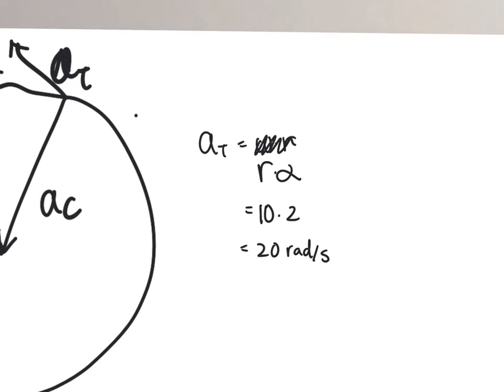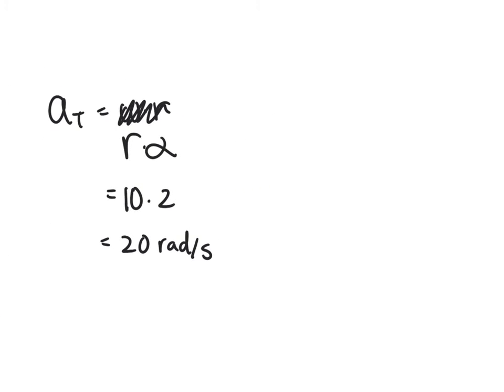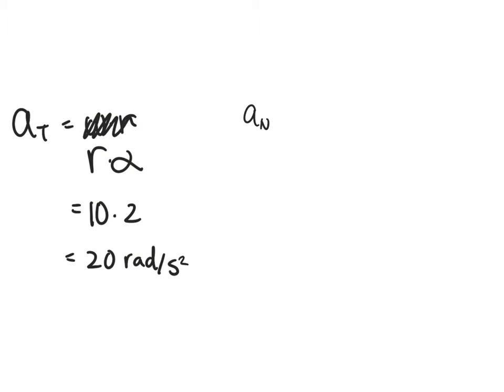Okay. And then your normal component. The normal acceleration equals, this is your r omega squared, my apologies. 10, and then we are given 5 squared, so that's 25, so 250 meters per second squared, right?